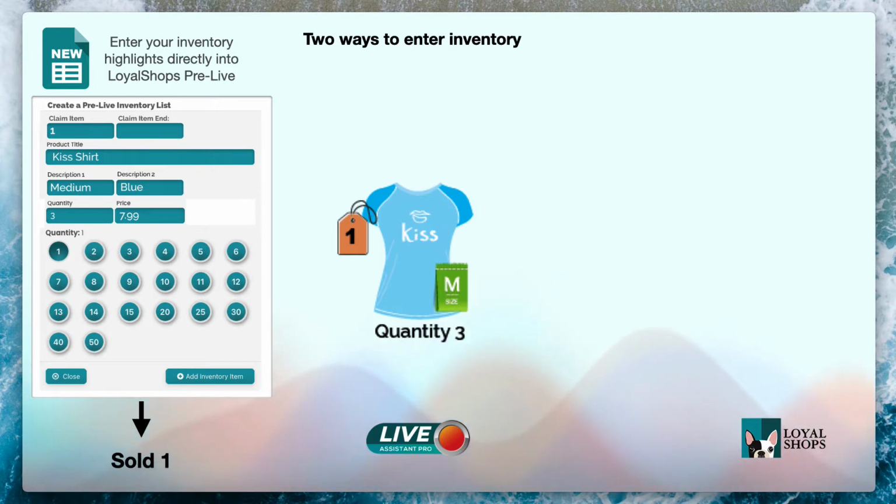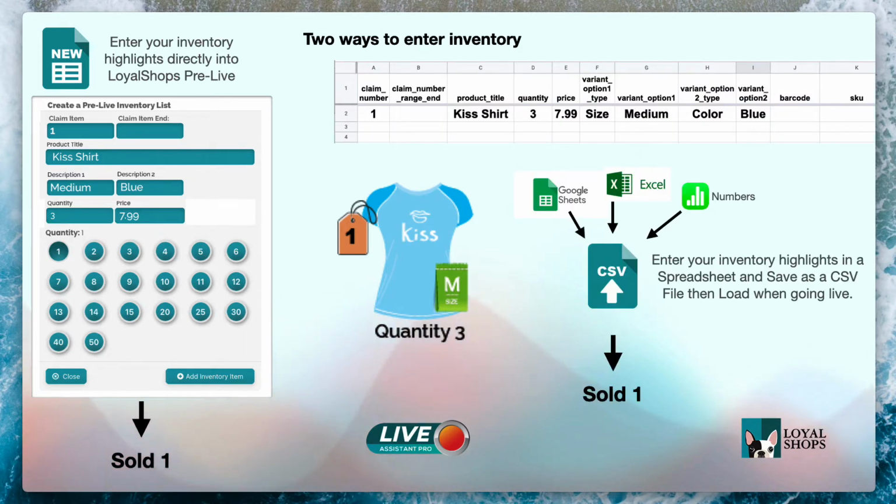Now let's take it to a different example. If you really wanted to do this on 100 items, you probably don't want to just sit here and do this in this interface. Instead, you can do it via a spreadsheet and save that spreadsheet file as a CSV. We have a template that you can download that just has the key fields that you will want.